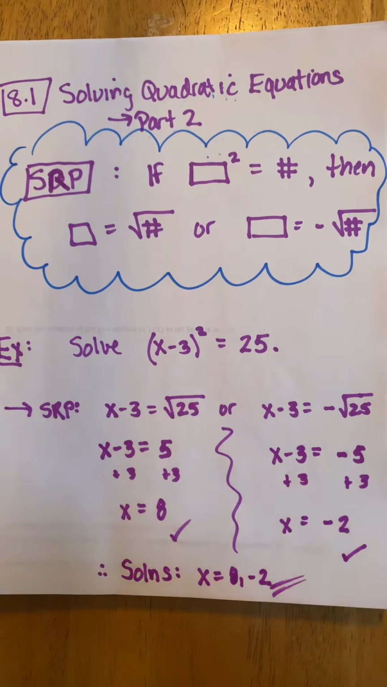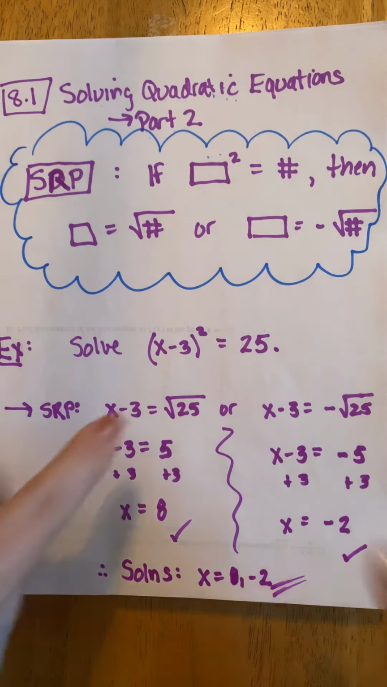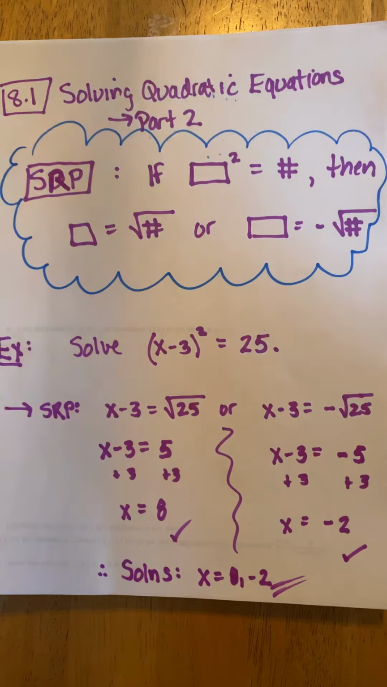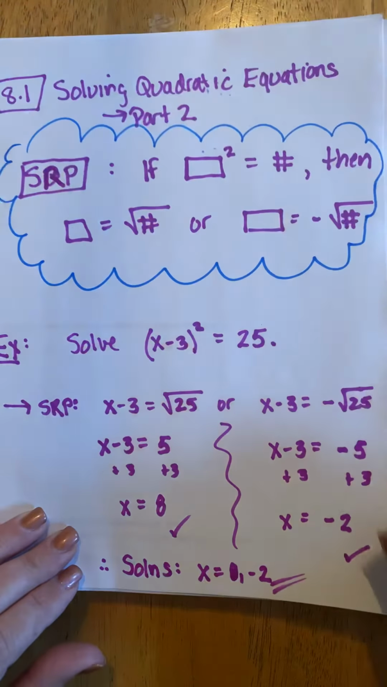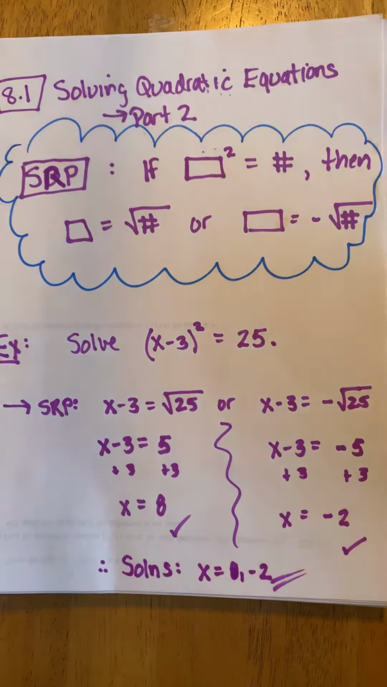Now, in fact, this problem you could have distributed and done x minus 3 times x minus 3, subtracted the 25, set it equal to 0, and this one would, in fact, factor and give you the same answers. But again, if it's set up this way, it's screaming for you to use the square root property. So that's what I would suggest, because it doesn't always work out nicely.